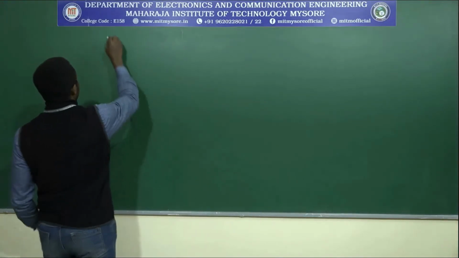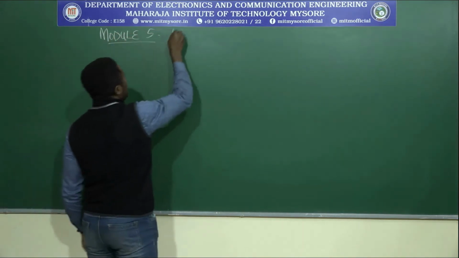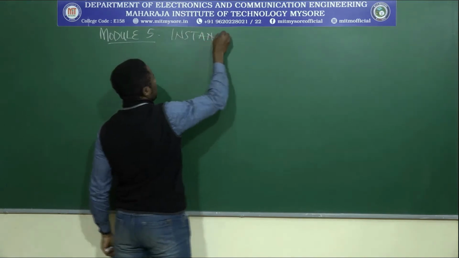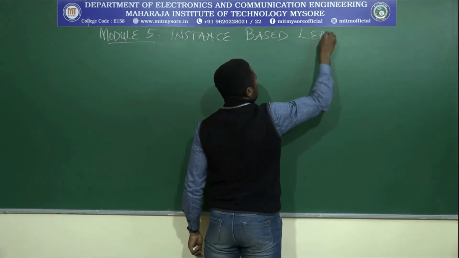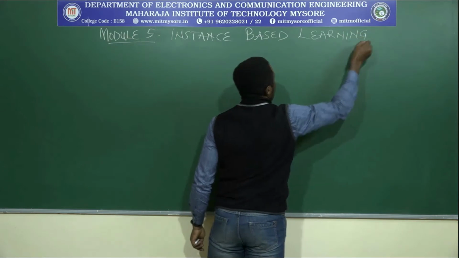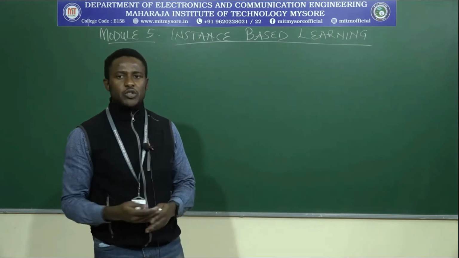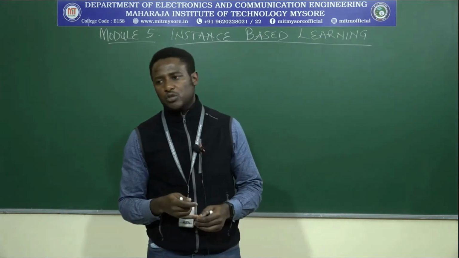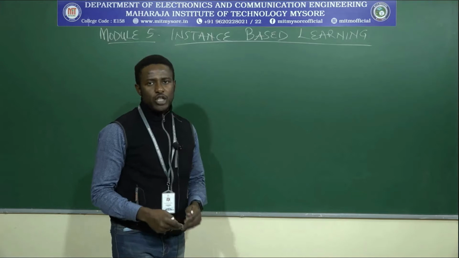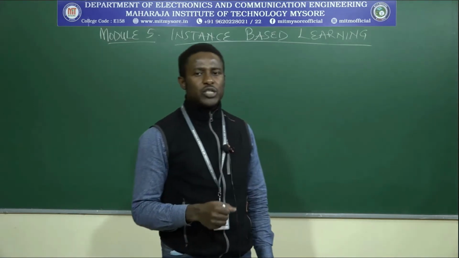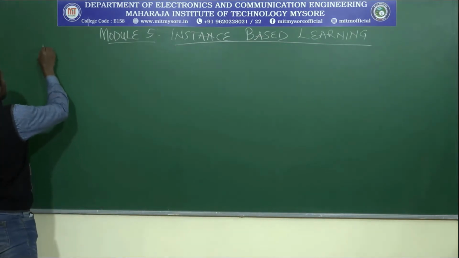So if you remember, we are treating module 5, right? And module 5 is all about what? Instance-based learning. So in instance-based learning, we looked into your k-nearest neighbor, and we also looked into your locally weighted regression. Now, for us to proceed, we need to look into the RBF, which stands for Radial Basis Function.